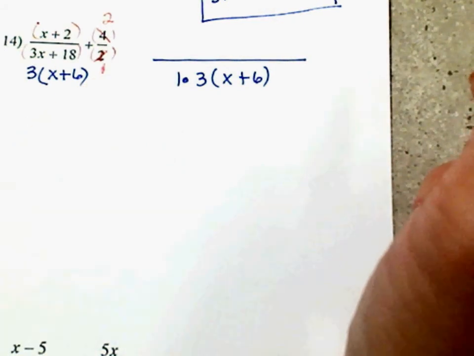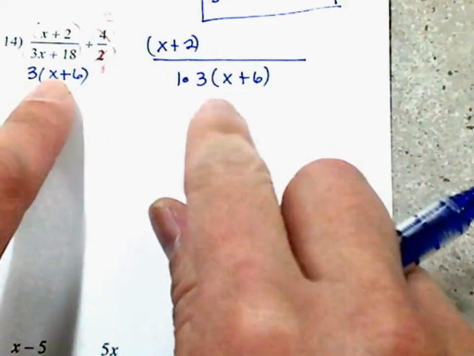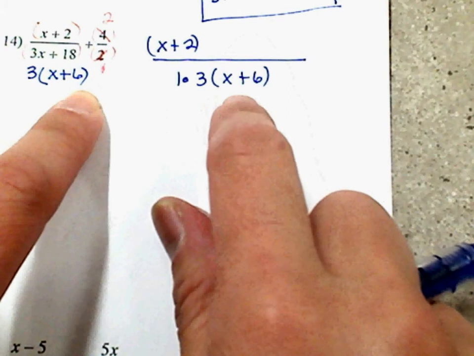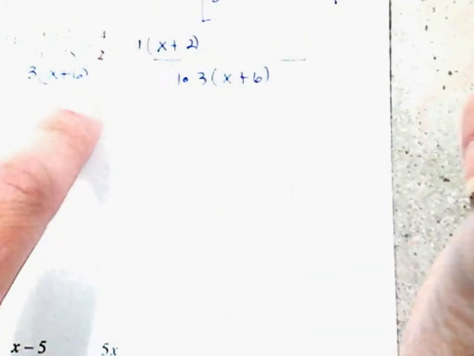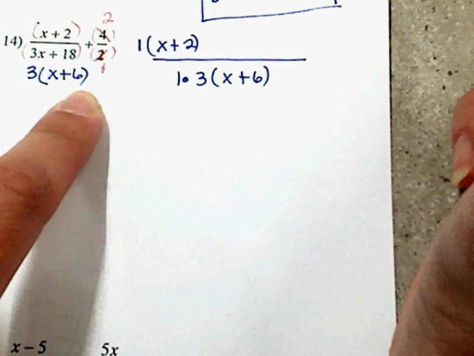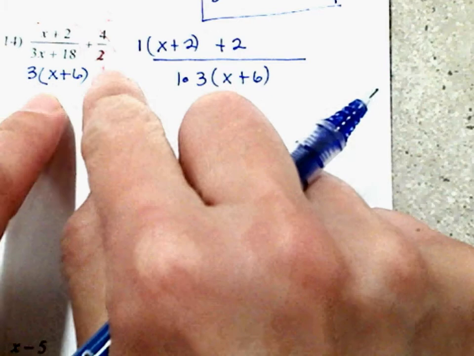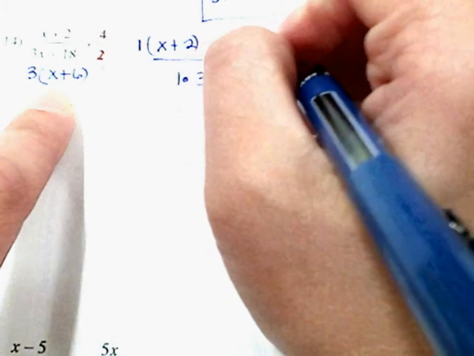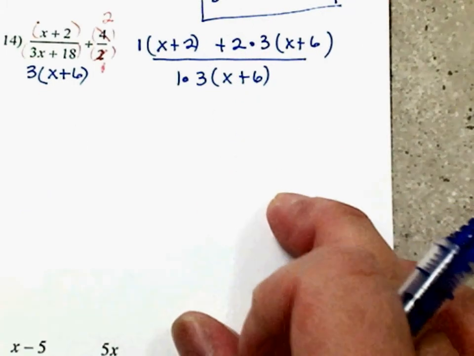All right, take a look at your first one. X plus 2. Are you missing anything from the greatest common denominator? I'm missing a 1. All right, can I just write a 1 there? If it helps you, please do. Okay? Plus 2. What am I missing from this one? Times 3 times x plus 6. Is that correct? All right, you're multiplying. Okay?